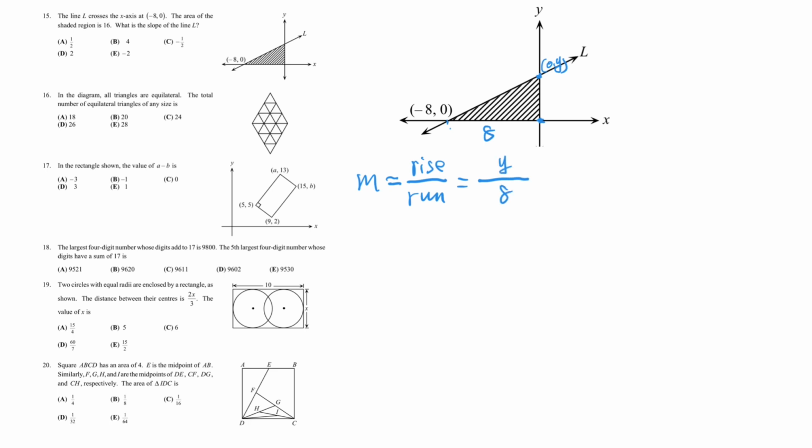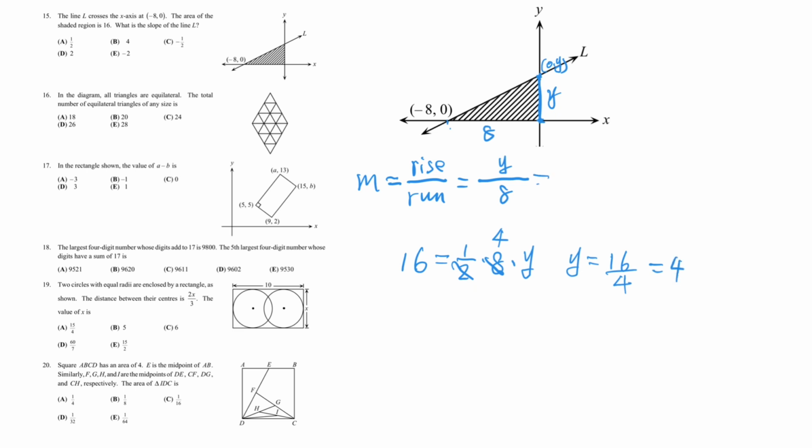Run is 8. Shaded area is 16. So area equals 1/2 base times height. Base is 8. Height is y. This is the height, now it's y. So y equals 16 divided by 4, since we cancel the 2. 4y equals 16. y equals 16 over 4, that's 4.